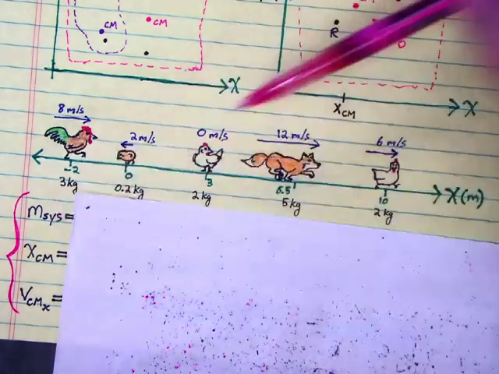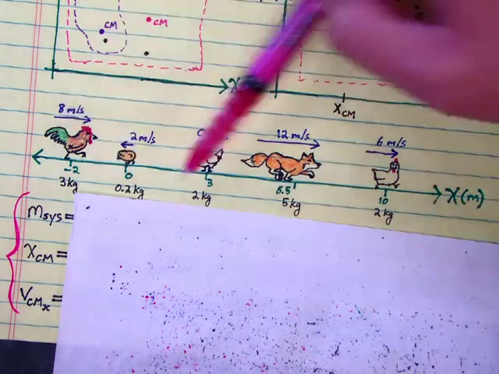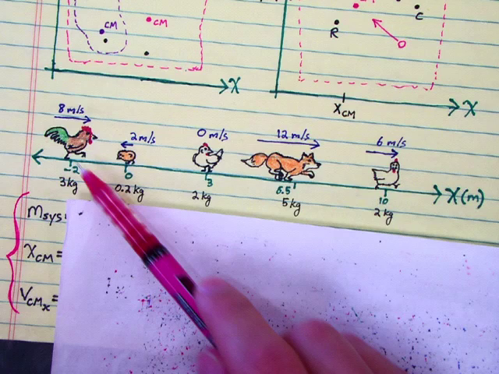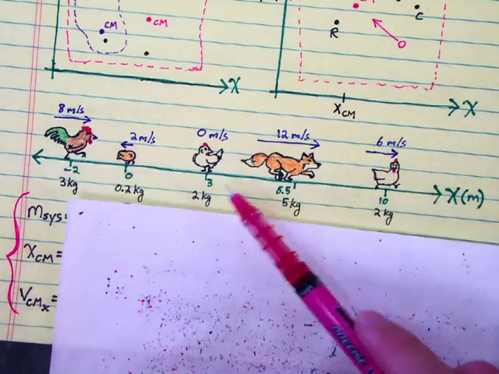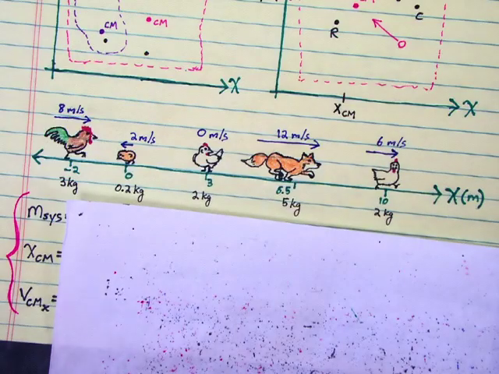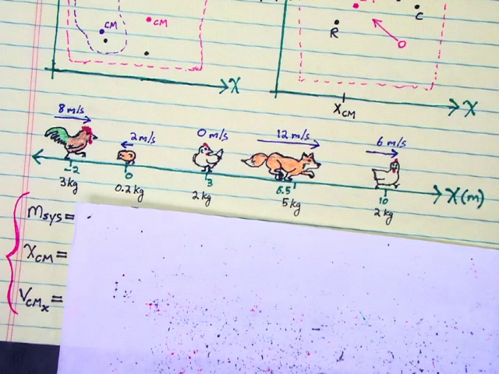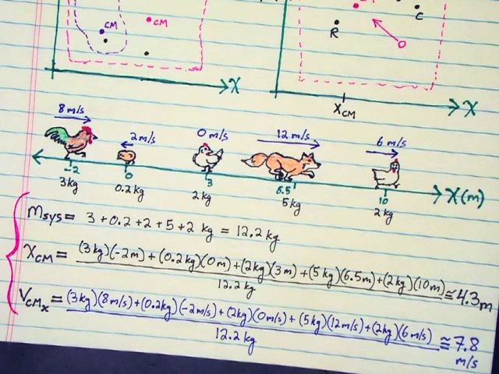First, the mass of the rooster, chick, hen, fox, hen system. Then the x-coordinate of the center of mass of that system, and then the velocity of the center of mass of that system at this moment. Pause the video, try out those equations. Ready? Okay, here's the results.